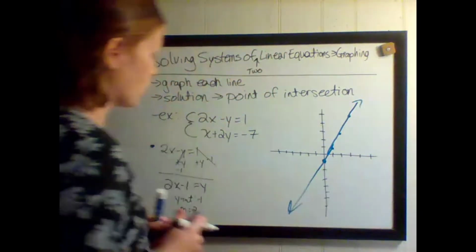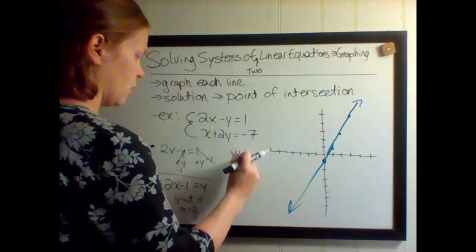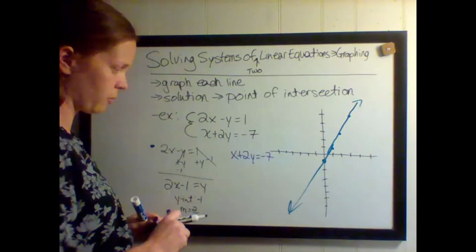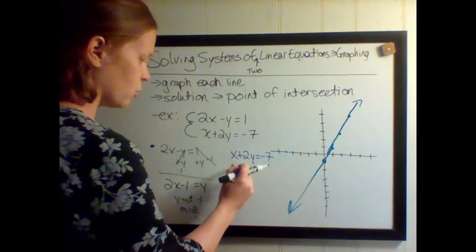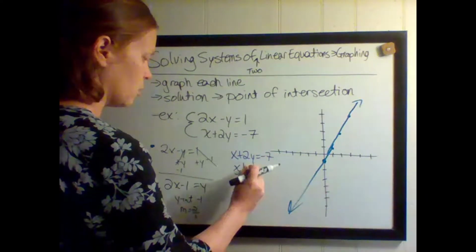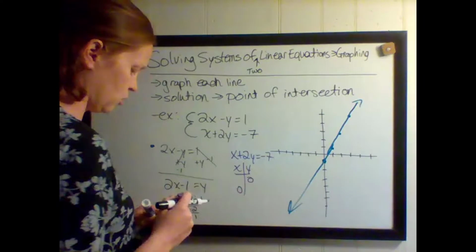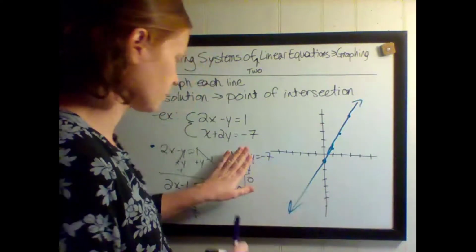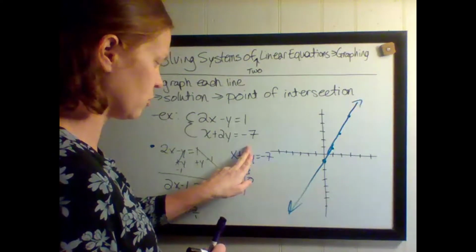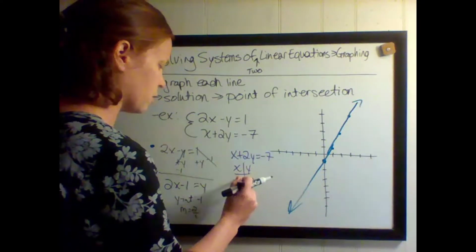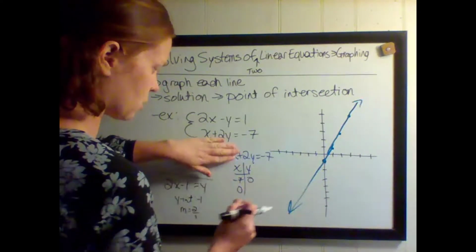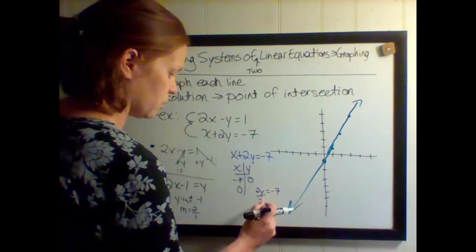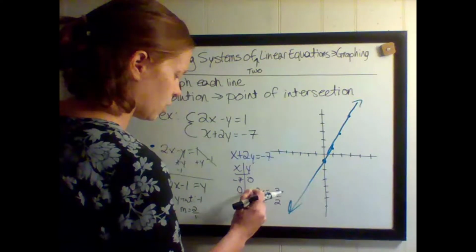I'm going to pick up purple for the next one: x plus 2y equals negative 7. The first one I did in slope-intercept form. This one I'll do with my intercepts. If y is 0, this part's gone, 2 times 0 is gone, and all I'm left with is x equals negative 7. If x is 0, I'm left with 2y equals negative 7. Divide by 2, so I get negative 3.5.